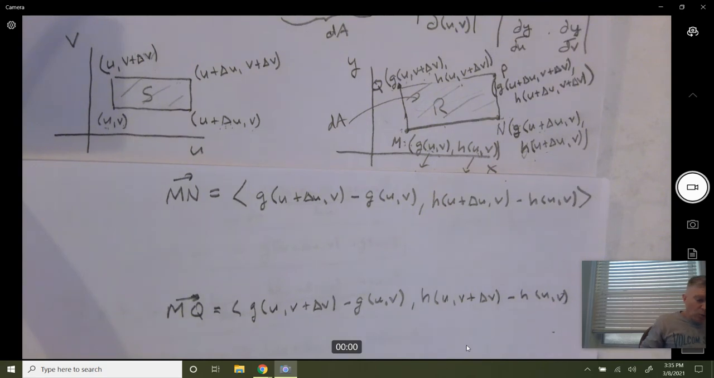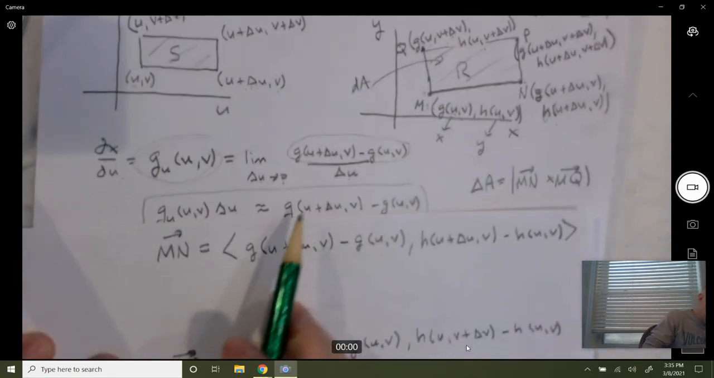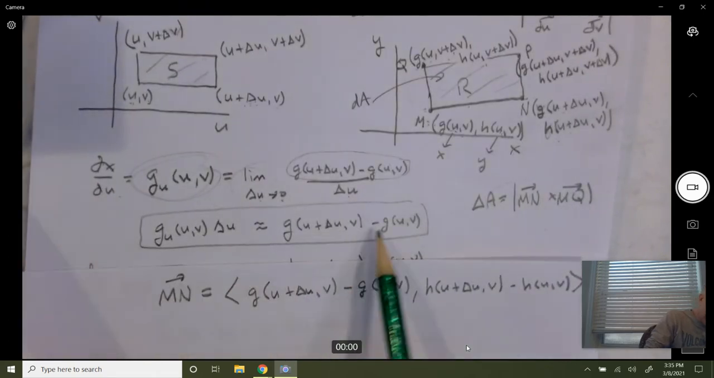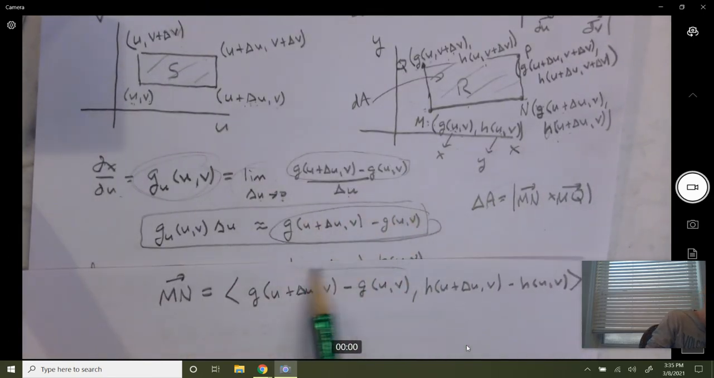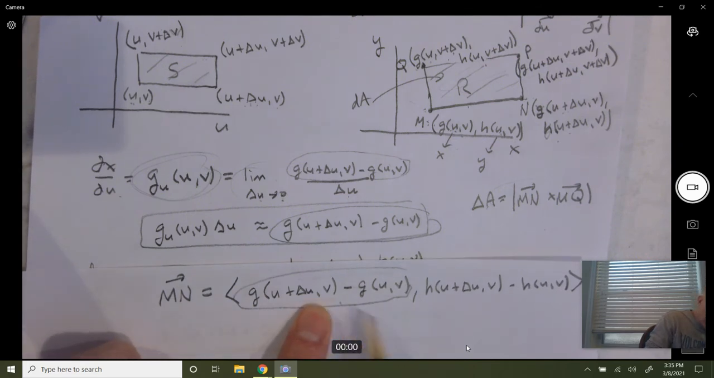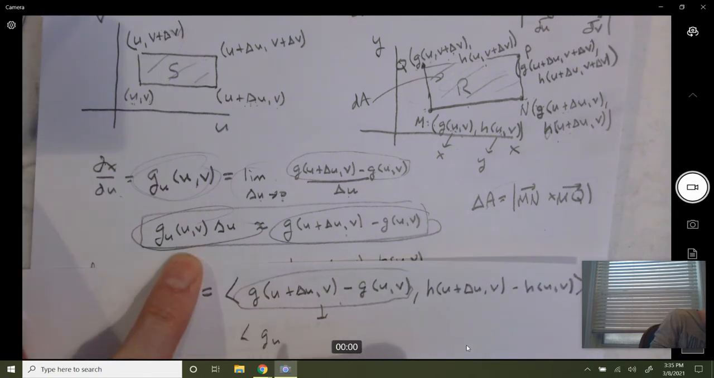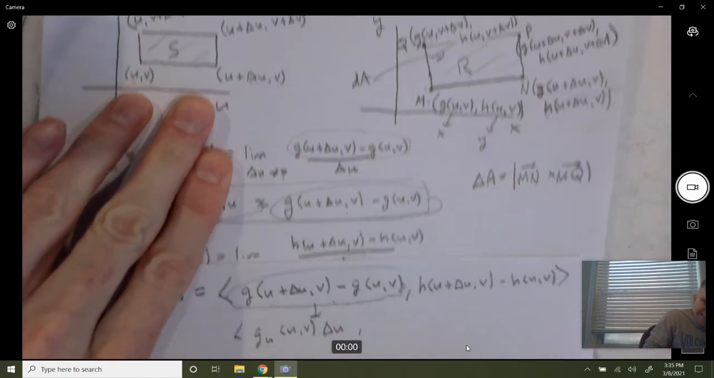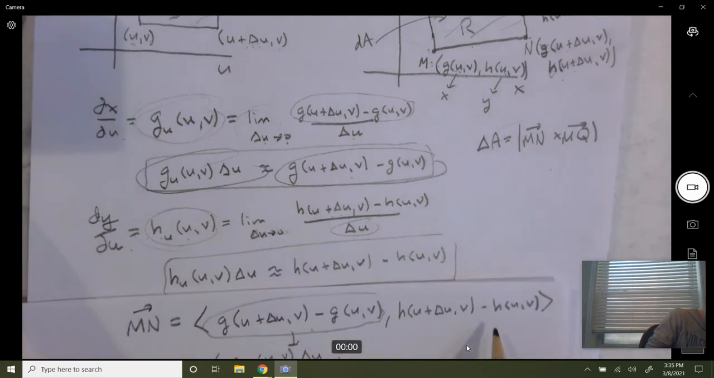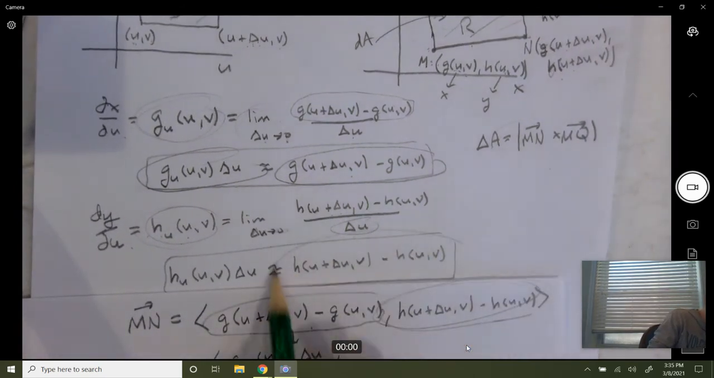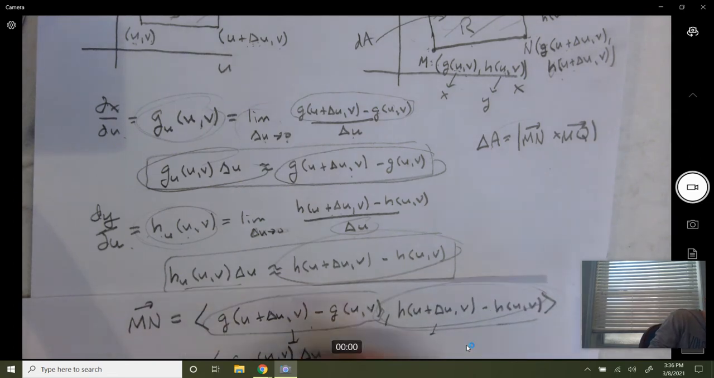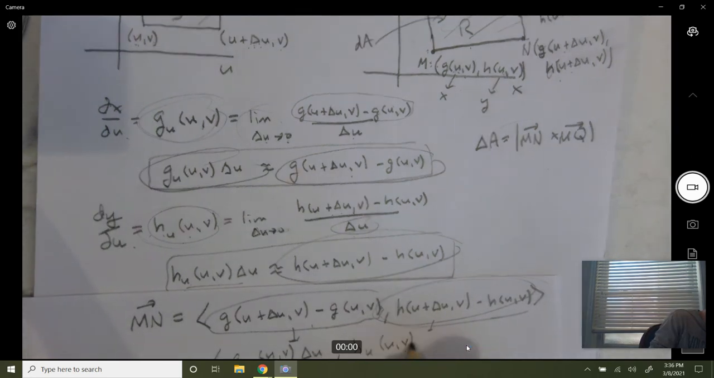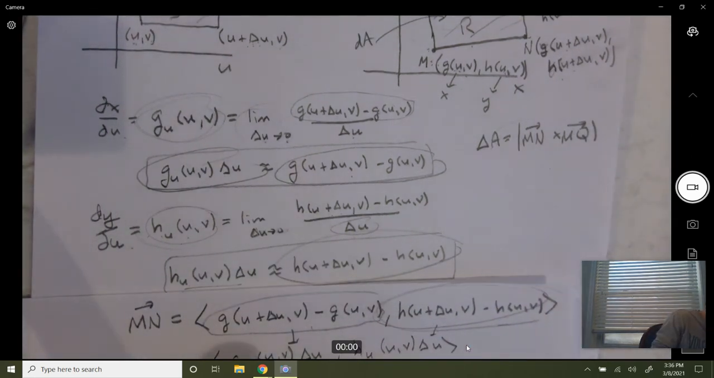Okay. Now, we're going to go back to the other page where I did this. Look at how I defined this here. This thing right here, well, what do you know? That's the same thing as this right here. So I'm going to replace this thing with this. This is now GU, the U partial of G at U comma V, delta U. And the second part, because this was our Y value, I'm going to replace this thing, which is the same as this thing, with this: H of HU, the U partial of H at U comma V, delta U. Okay, and that's your MN.